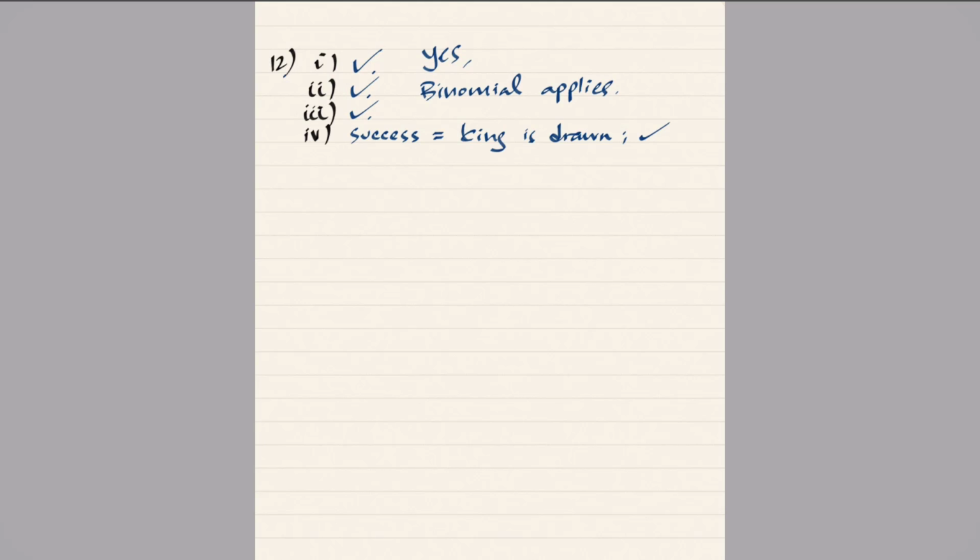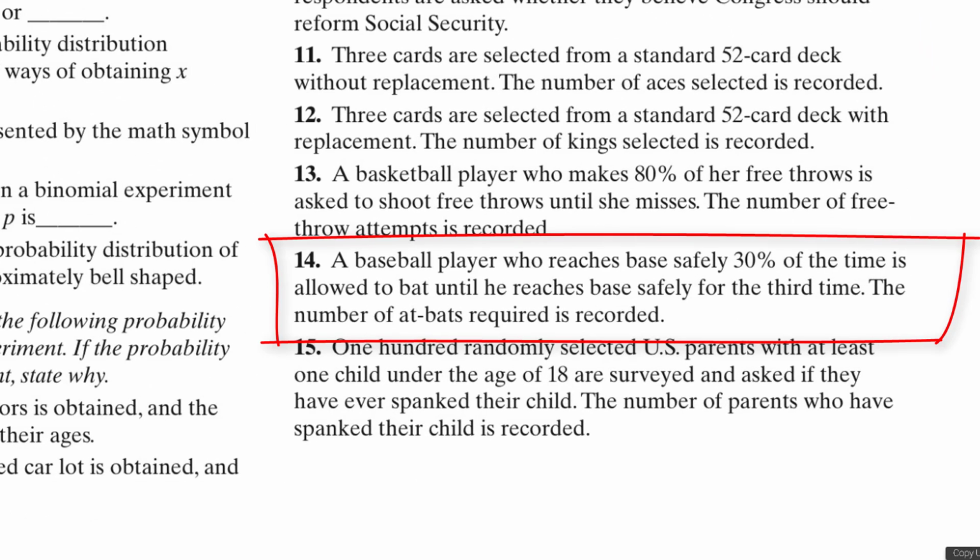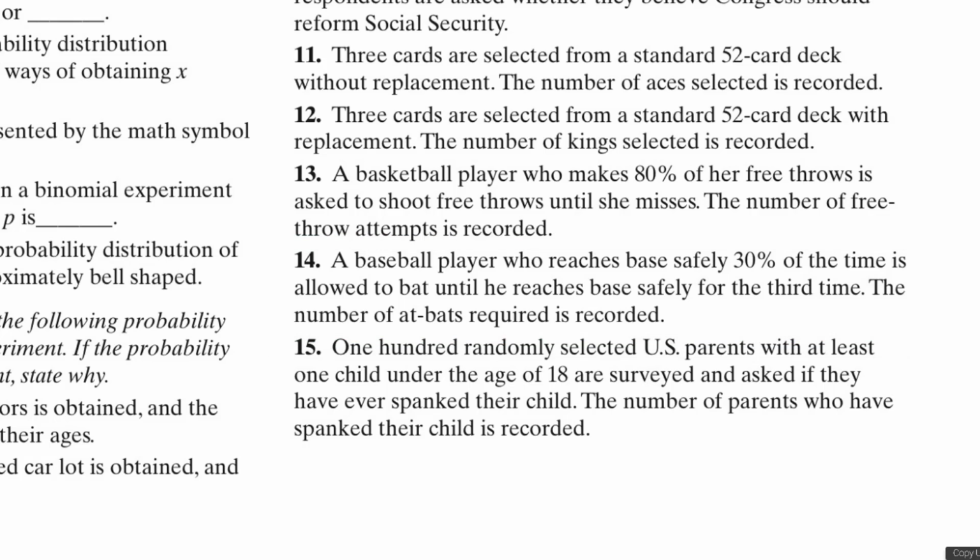Let's look at the next example. Number 14 says, a baseball player who reaches base safely 30% of the time is allowed to bat until he reaches base safely for the 3rd time. The number of at-bats required is recorded.